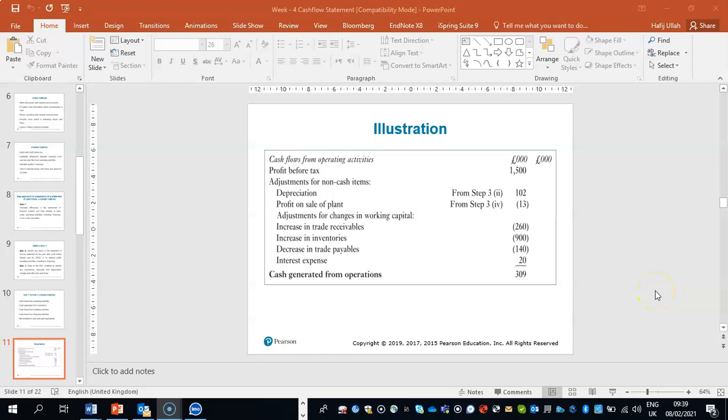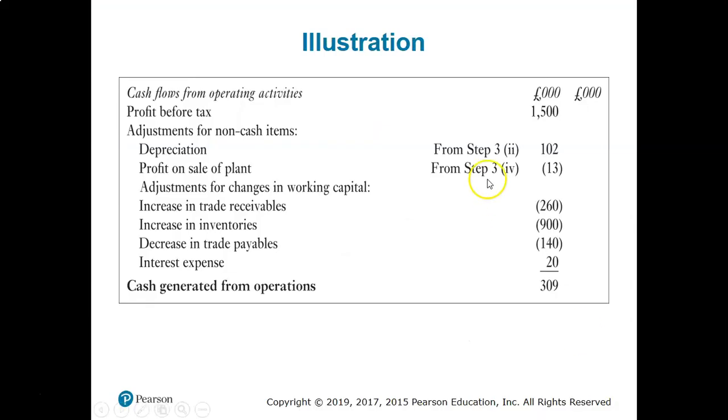So let's see the example. And this illustration is based on the indirect method. Firstly, cash flows from operating activities. As we mentioned before, the operating activities will include current assets, current liabilities, and general expenses, kind of adjustments, revenues and expenses. And in the indirect method, we have to start with the profit before tax.